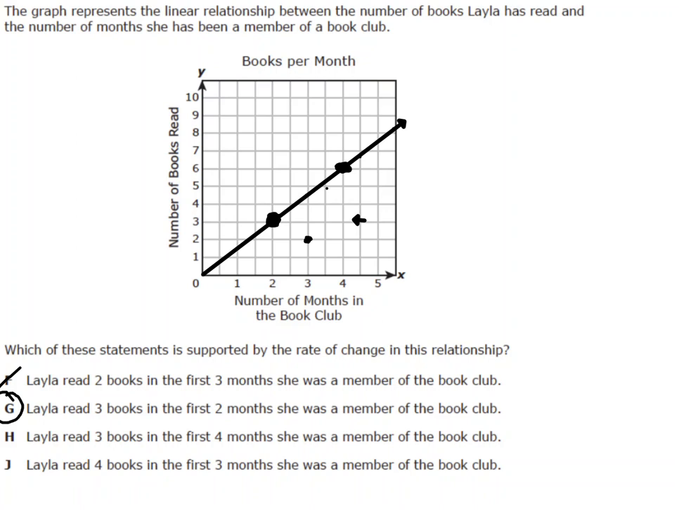Layla read 3 books in the first 4 months. So 4 months, come up to 3. No. The last one. Layla read 4 books in the first 3 months she was a member. So here's 3. We come up to 4. 4 is close to the line, but it's not on the line. So we know that is incorrect.